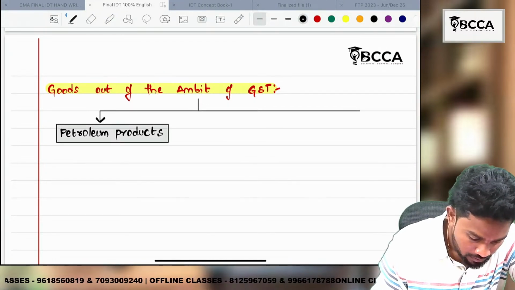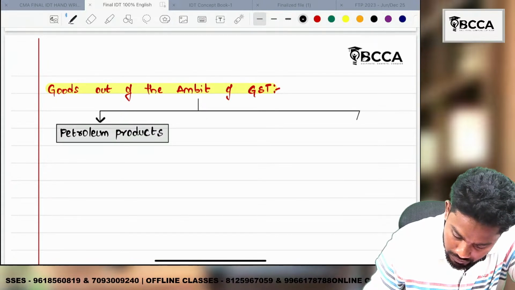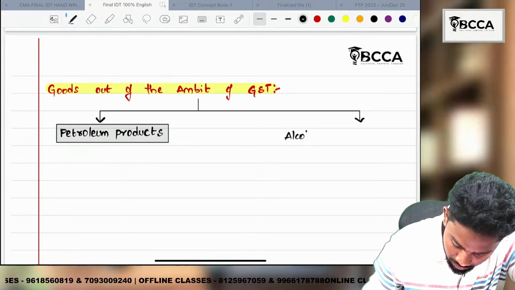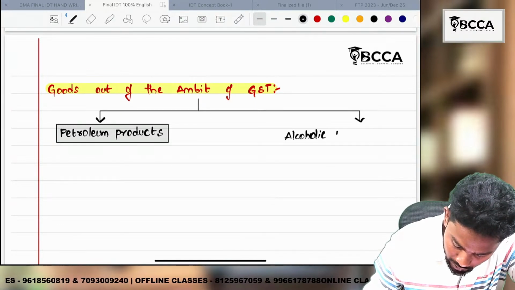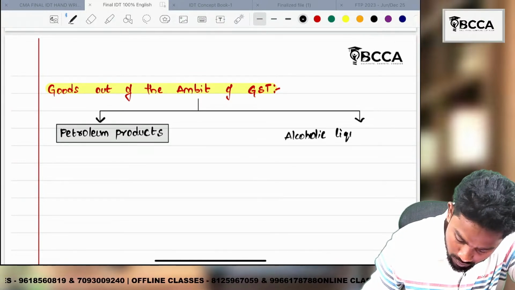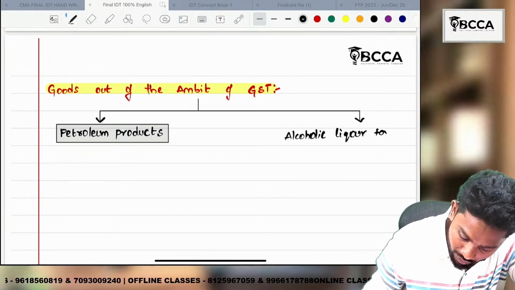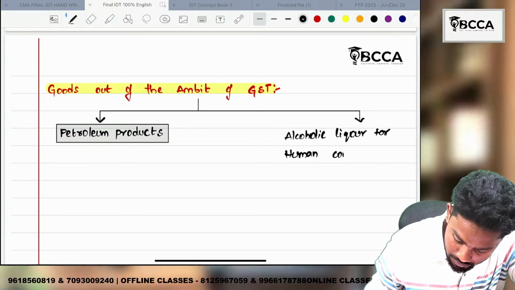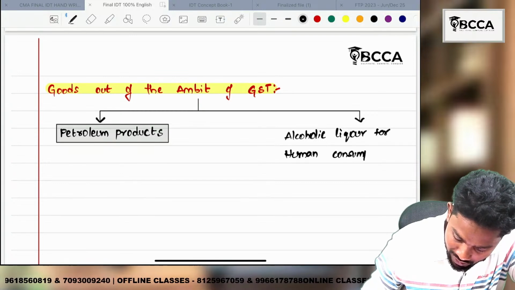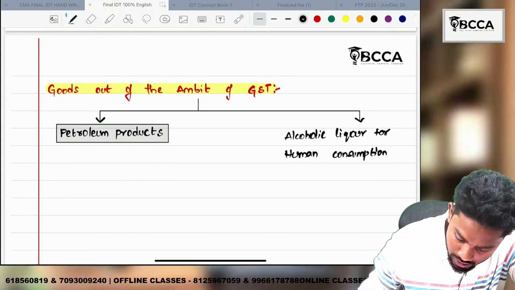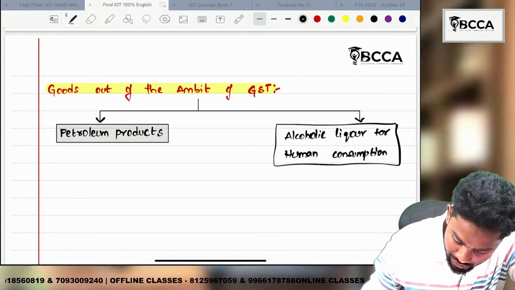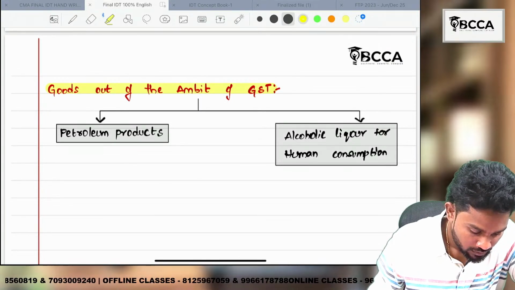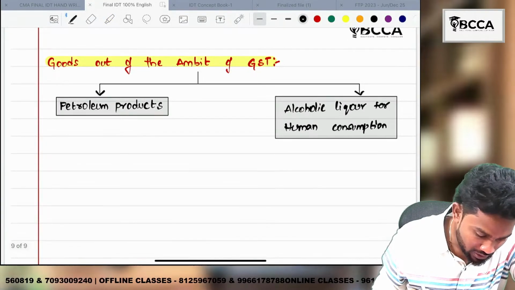Petroleum products, and then alcoholic liquor for human consumption. So what are the petroleum products, sir?